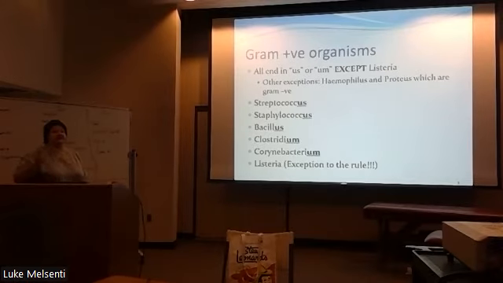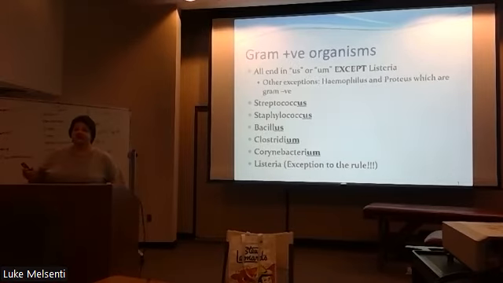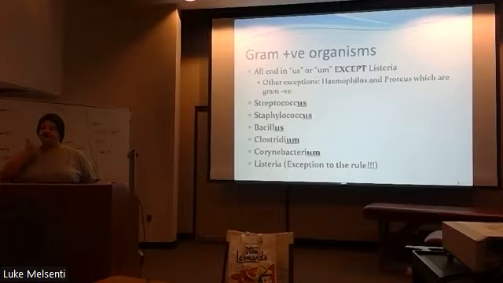Gram-positive organisms. This is something I wish somebody had told me when I was here. It would have made my life so simple, okay? All gram-positive organisms, the genus ends in US or UM, okay? Except for Listeria. You're gonna see Listeria is an exception to a lot of rules. Okay, other exceptions are Haemophilus and Proteus, which are gram-negative. But if you look here, you've got your Streptococcus, Staphylococcus, Bacillus, Clostridium, Corynebacterium, US or UM.